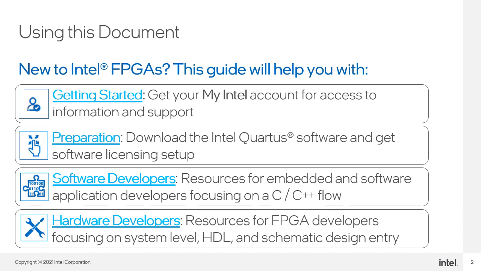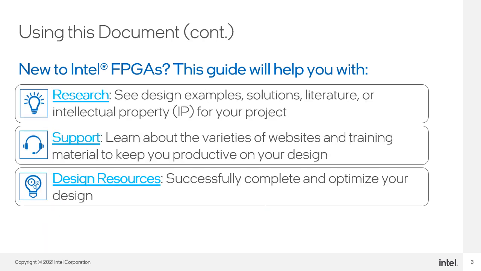In the preparation section, you'll learn how to download the Intel Quartus Prime software and get licensing set up for your software. The software developers section will go over the design flows that use Intel FPGAs as acceleration platforms. The hardware developers section goes over the software tools that interact directly with Intel Quartus Prime, the main EDA tool for Intel FPGAs. The research section will provide you with resources you can use to help save time when creating a design. For example, you'll find links that will take you to existing designs and example code.